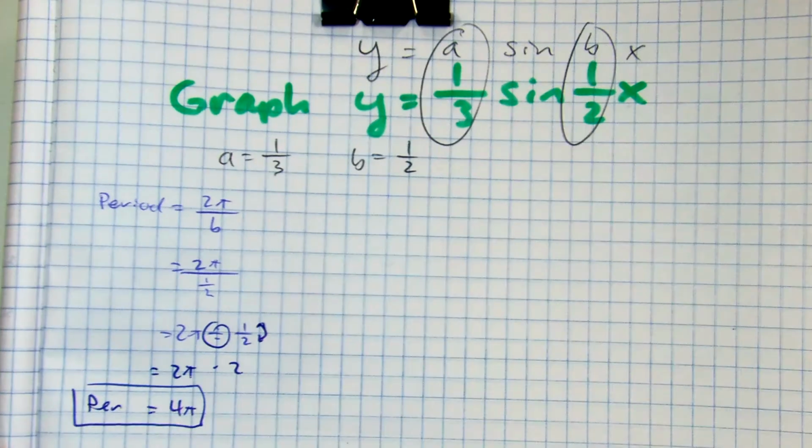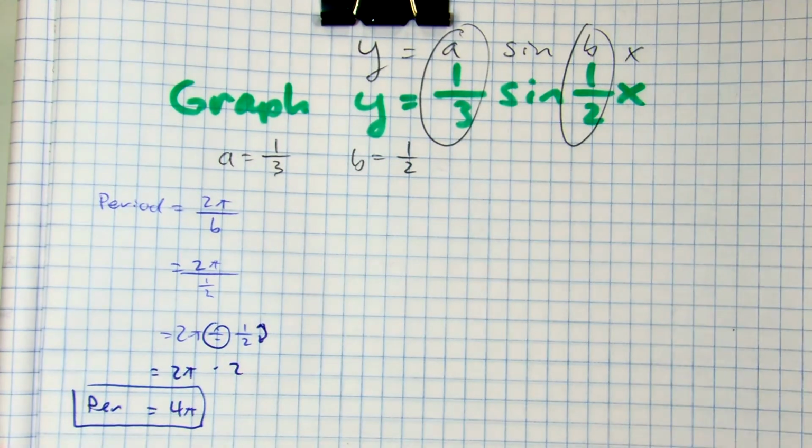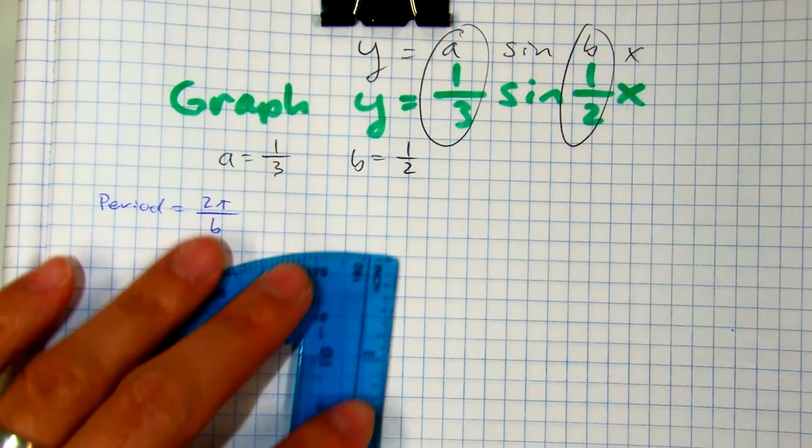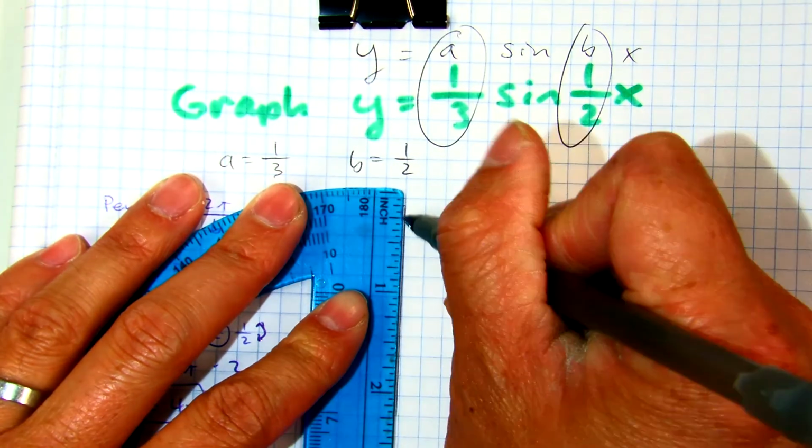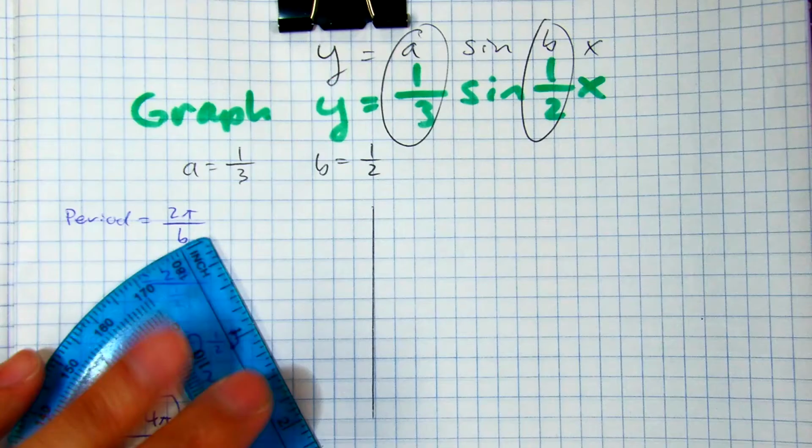Class, tell me yes or no. Should the graph move left or right? How do you know that? There is no C value. There is no parentheses. Does that make sense? Right.